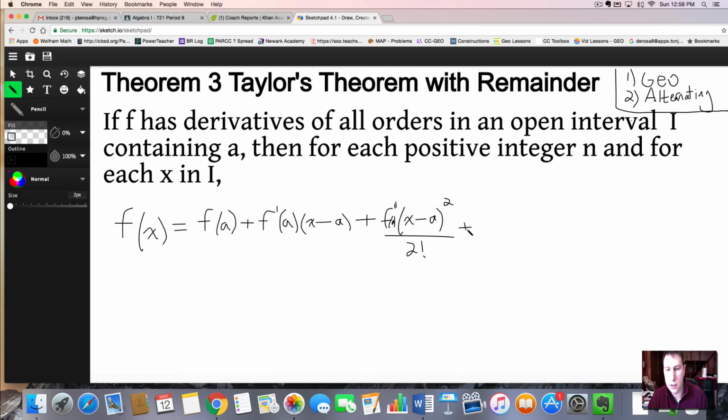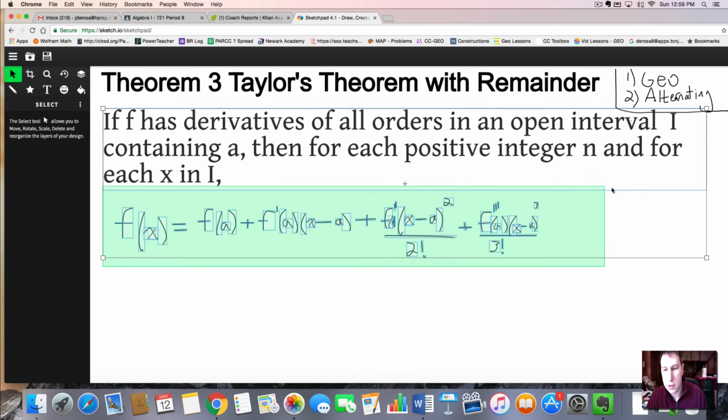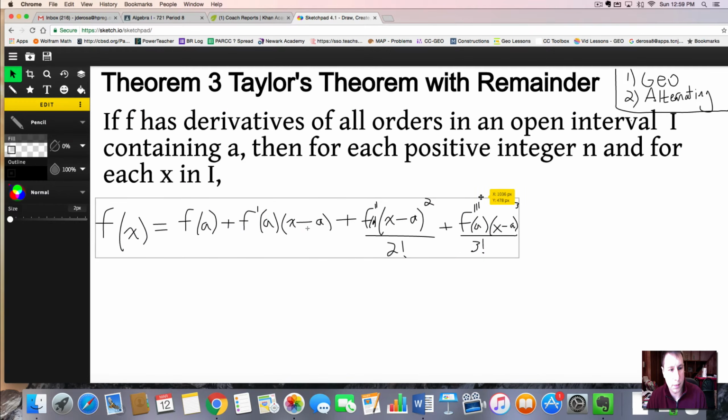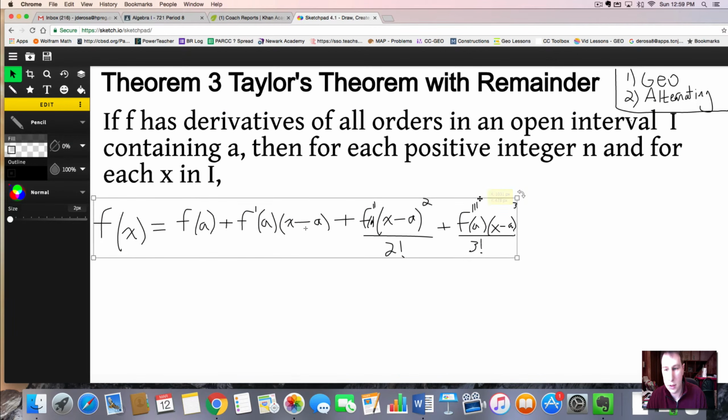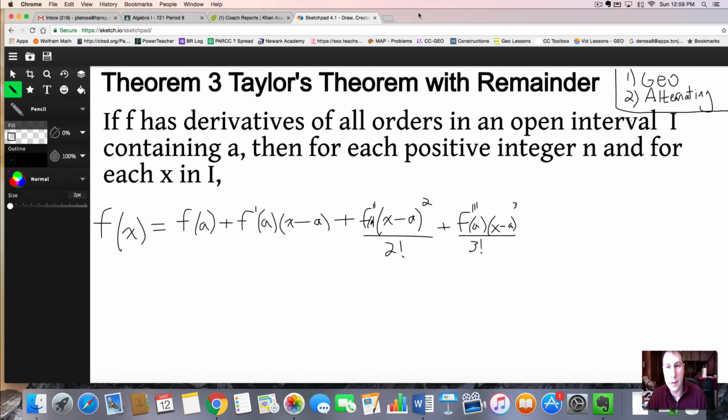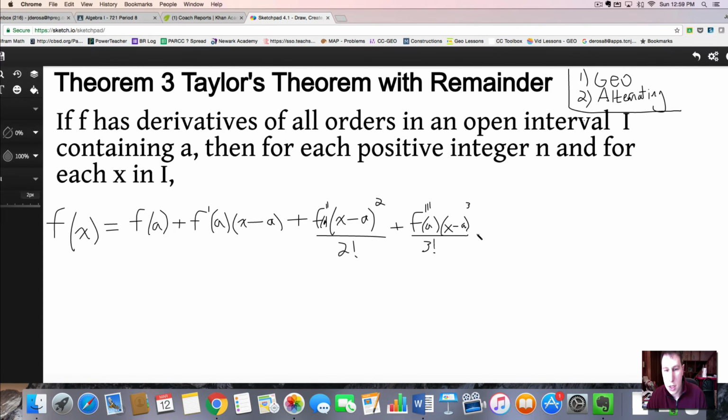And we'll just do one more for good measure. F triple prime of a times x minus a cubed over 3 factorial. So this is Taylor's formula, and it continues. This equality holds, we can say equal to, if we're talking about the infinite series. If we're going to truncate it, then we would just say approximately equal to. Let me see if I can move this over a bit, because we're going to need a little more room. See if you can squeeze this into your box.